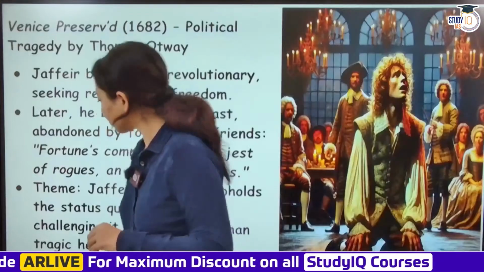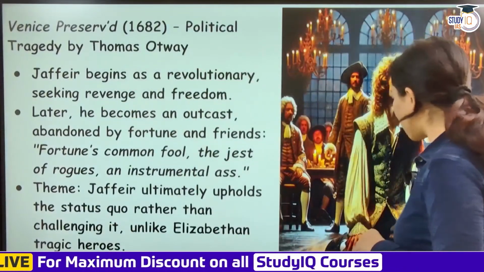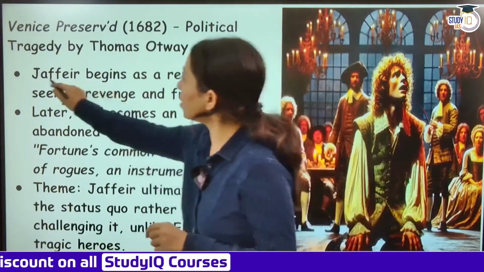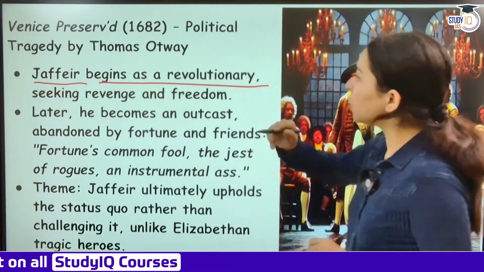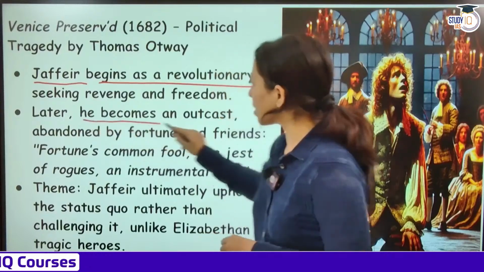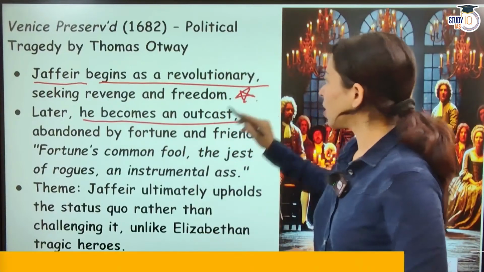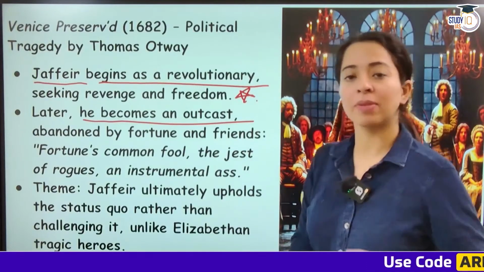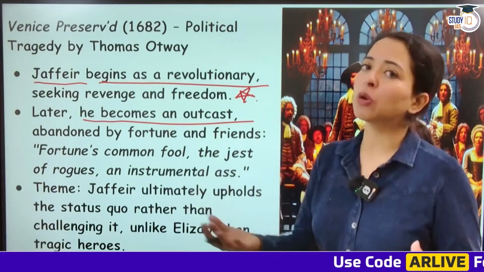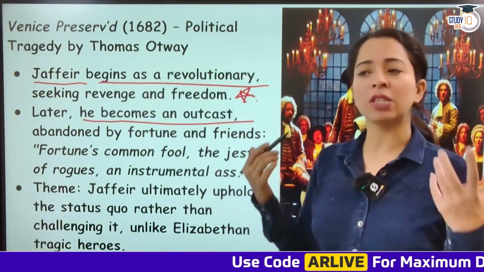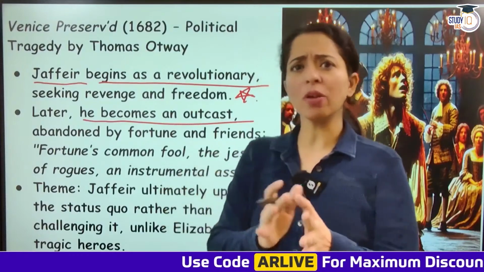Then you have next, Venice Preserved, political tragedy by Thomas Otway. So Venice Preserved, as we just discussed, is considered a political tragedy. So let's talk about this a bit. Jafar, the protagonist, begins as a revolutionary who seeks revenge and freedom. Later, he becomes an outcast. Okay, so over here, as we can see, during that time, Oliver Cromwell was there. There was a revolution. Then Charles II came. There was another revolution. So a lot of revolutions were happening at that time. So over here also, Jafar begins as a revolutionary. He's bringing some revolution, mirroring what is happening during that time.